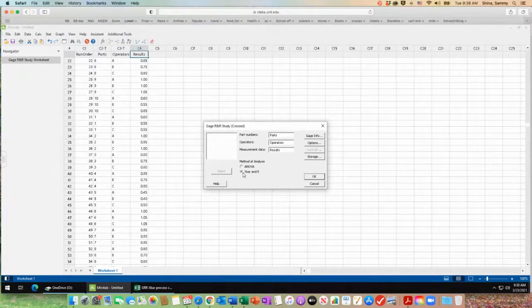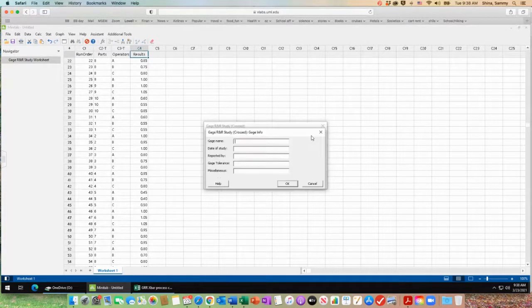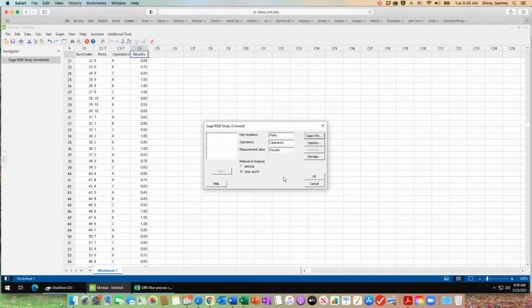Let's start with X bar R because that's the way we did the homework instead of ANOVA. Let's look at the gauge information. There's gauge name, date of study, reported by. So let's put your name there. Make sure that you did it. If you're not going to put your name there, I'll take some points. Sorry. Okay. And that's it.